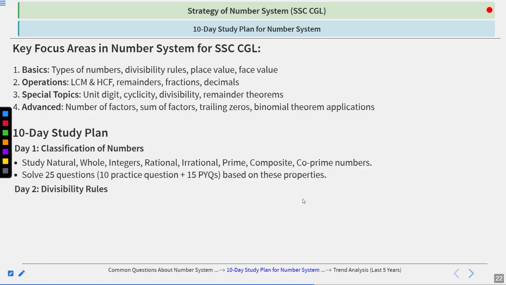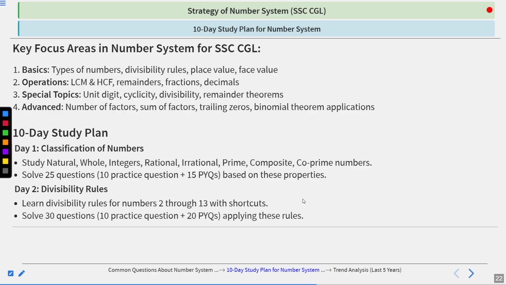On day 2 we study divisibility rules. We need to learn the divisibility rules from 2 to 13 with shortcuts, and try to solve a minimum of 30 questions, of which 10 are practice questions and 20 should be PYQs, and apply the divisibility rules which you studied that day.